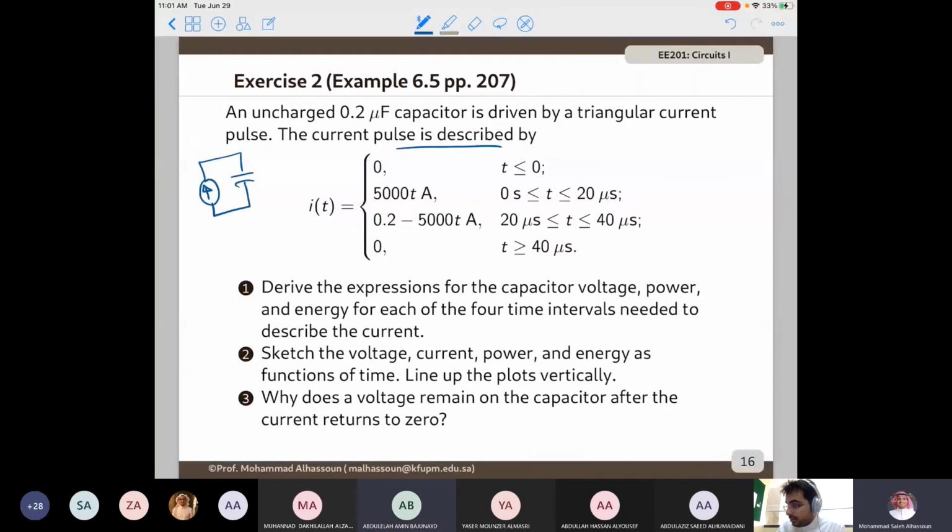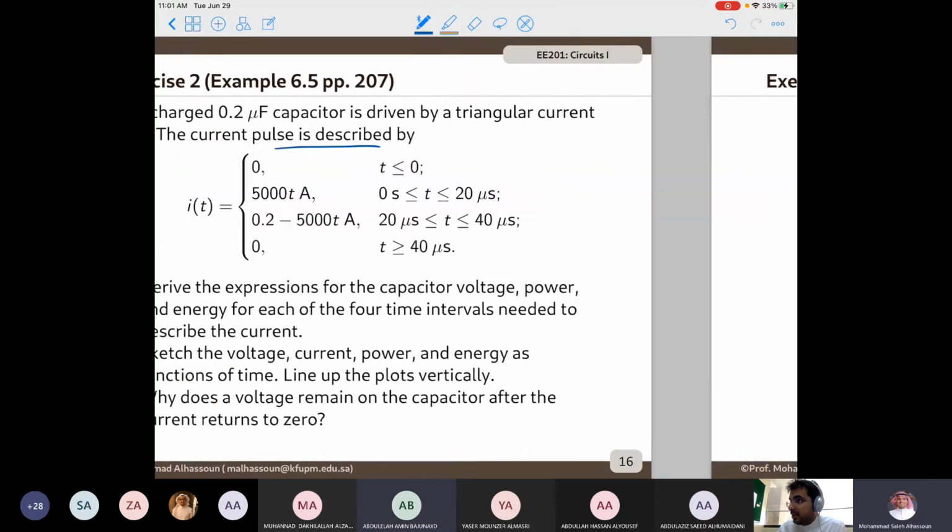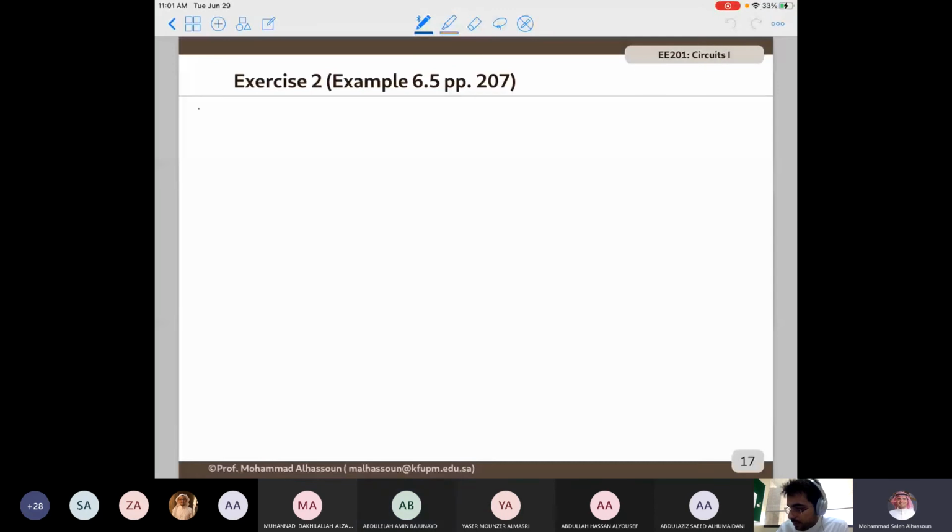Let's start with the voltage, first interval. Let's do it interval-wise. For t less than 0, v will be 0. What about p? The power is also 0, and the energy will also be 0. So everything is 0. Okay.